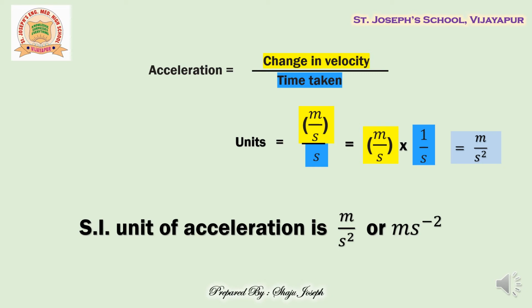Distance traveled or displacement is always measured in meters. Speed and velocity are measured in meter per second, or ms to the power minus 1. Acceleration is measured in, it is right in front of you, meter per second square.